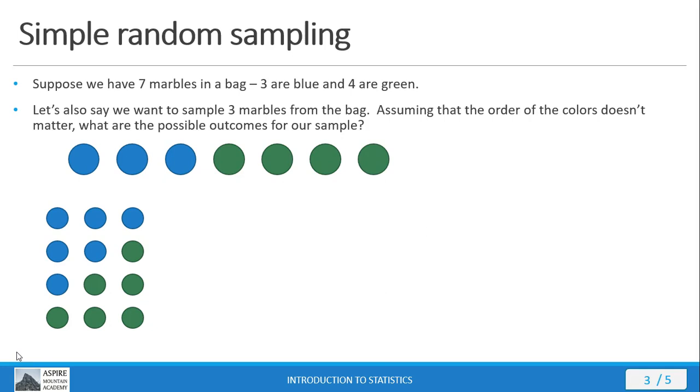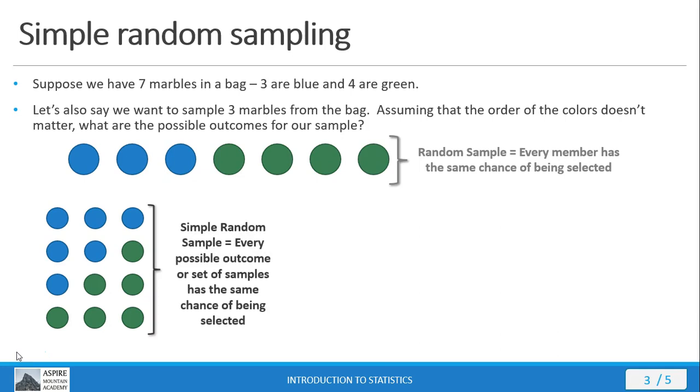If each of the marbles in the population has the same chance of being selected for our sample, then that makes our sample a random sample. However, the simple random sample looks at the set perspective. If each of these 4 possible sample combinations we have listed here has the same chance of being our sample, then that makes the sample a simple random sample.